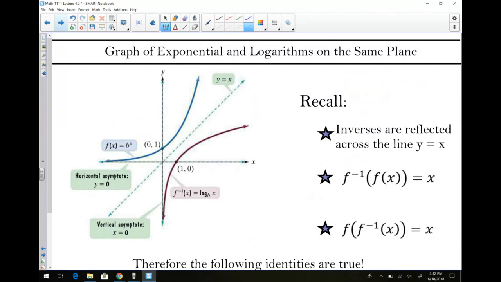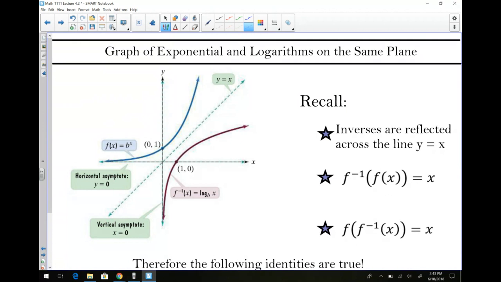So moving on, let's look at the graph of exponentials and logarithms on the same plane. This is super important right now. Notice that there's that line y equals x. We went over it in detail. Notice that it's reflected across the line y equals x, and that function has an inverse. And guess what that inverse is? Yep. Logarithms and exponential functions are inverses of each other, in fact.